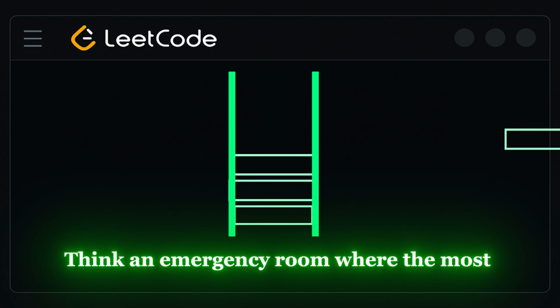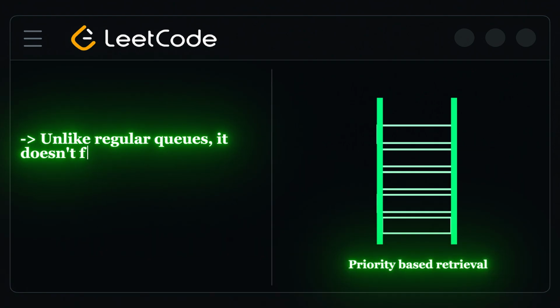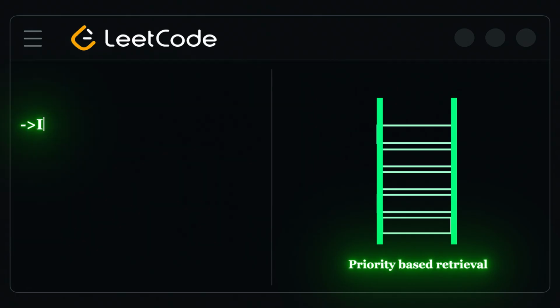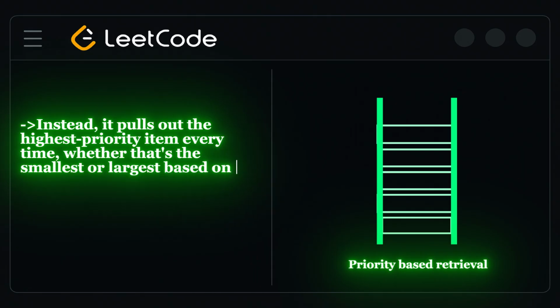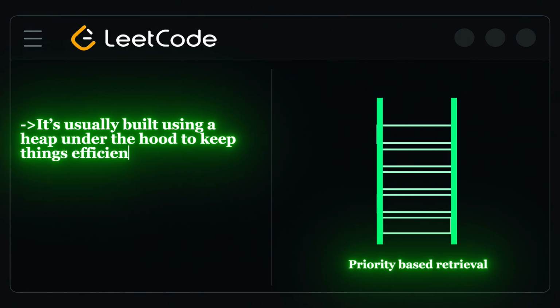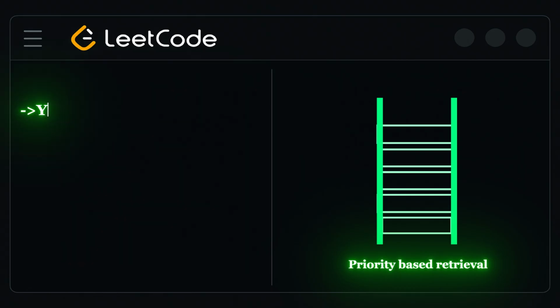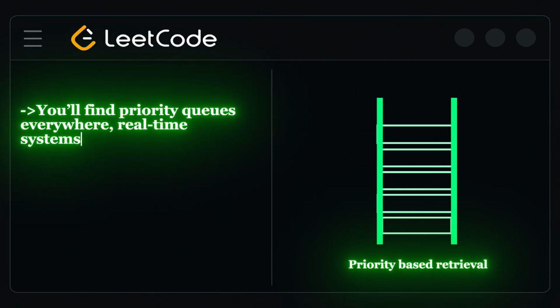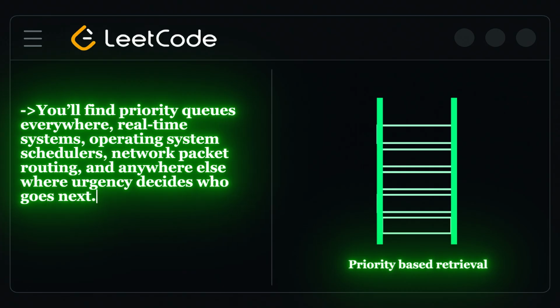Priority queue. Think of an emergency room where the most critical patients get seen first. Unlike regular queues, it doesn't follow first come, first served. Instead, it pulls out the highest priority item every time, whether that's the smallest or largest based on your setup. It's usually built using a heap under the hood to keep things efficient, with operations like insert and remove staying at O(log n). You'll find priority queues everywhere: real-time systems, operating system schedulers, network packet routing, and anywhere else where urgency decides who goes next.